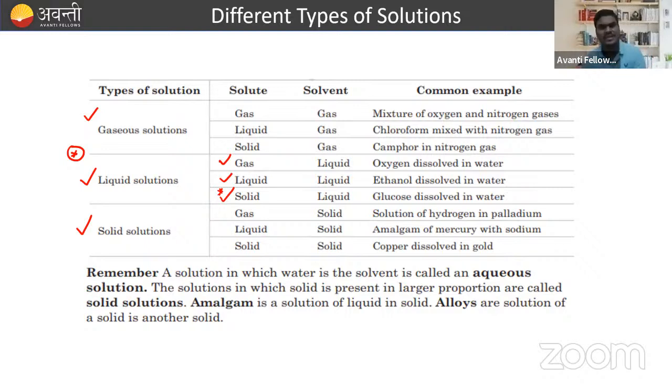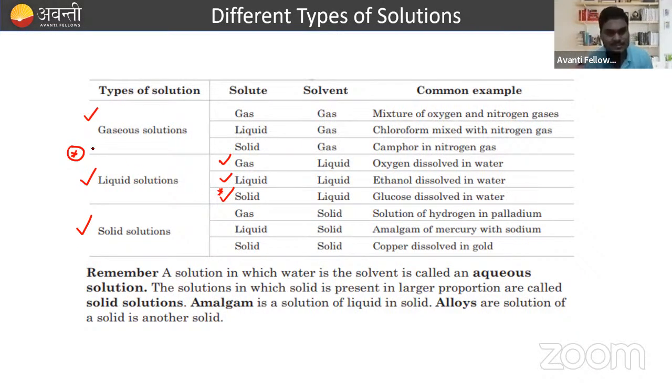let's see the example of this, right? That is the liquid solution. When the gas dissolves in liquid, an example of this is oxygen dissolved in water. Solid dissolved in liquid, example glucose or NaCl or carbohydrate, anything that is dissolved in water. Gas in solid. Now, these are the solid solution in which the gas acts as a solute and solid acts as a solvent. That is solution of hydrogen in palladium. Or we say solute liquid and the solvent is solid, then amalgam of mercury with sodium. So these are some important types of solution, or we say different types of solution.